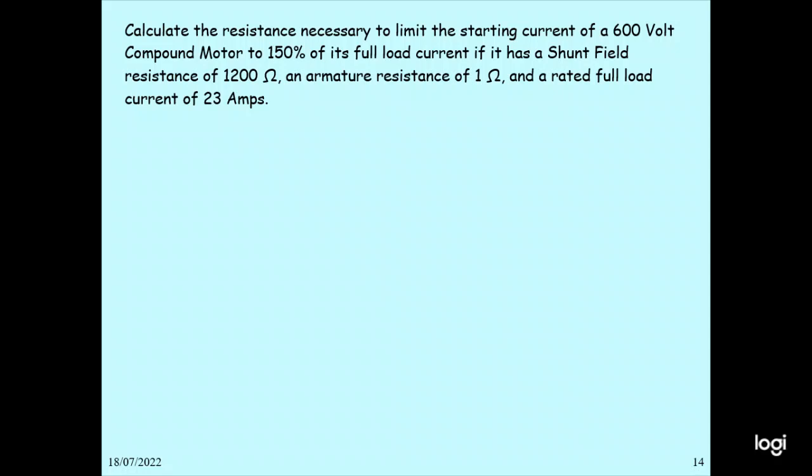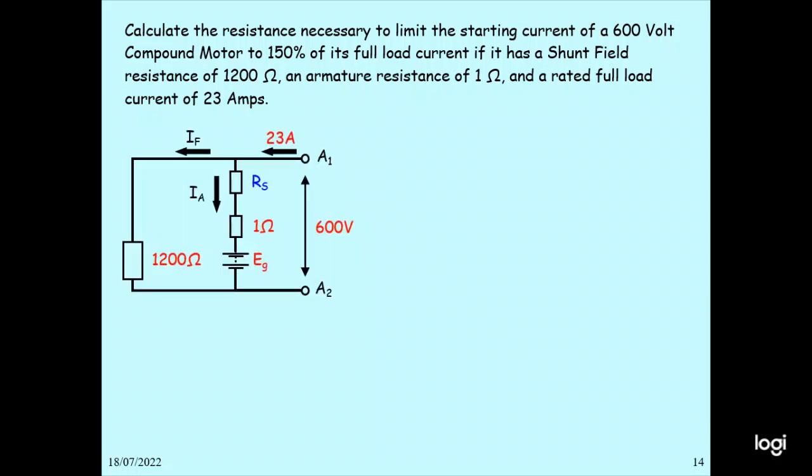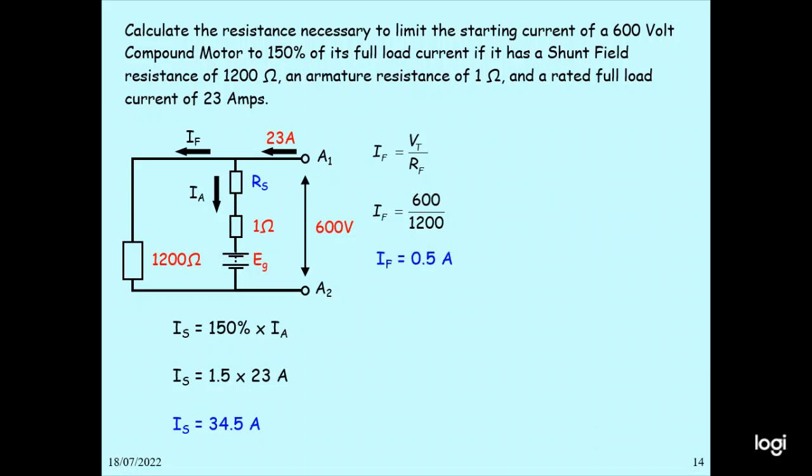It has a shunt field resistance of 1,200 ohm, an armature resistance of 1 ohm and a rated full load current of 23 ampere. So in this case, this is a shunt field and the armature, with the shunt field and armature winding supply voltage, and IS is 150% of IL, 1.5 into 23, 34.5 ampere. IF equals VD by RF, so that's 600 by 1200, 0.5 ampere.